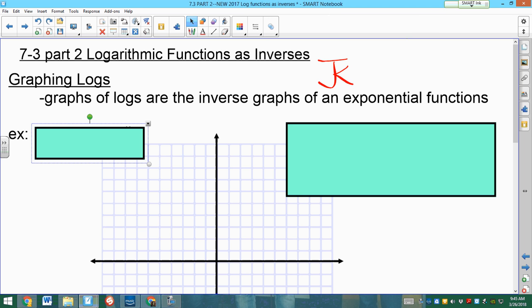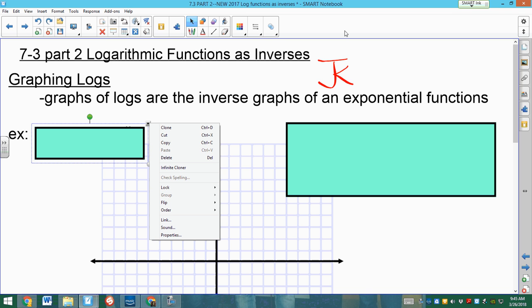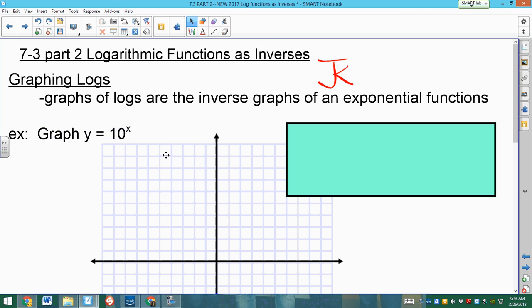We are teaching section 7.3 part 2. We're going to graph some logarithms. I'm going to start with an example to show you the relationship between exponentials and logs, and hopefully that will help you identify some of the features that are appropriate for these logarithm graphs. And the whole purpose of that is to show that these two things are inverses of one another.